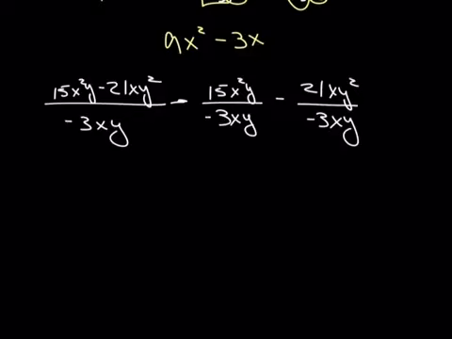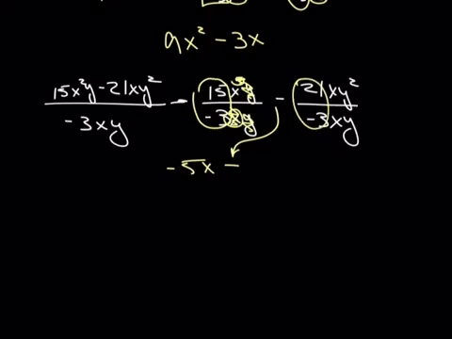Alright, so 15 over negative 3 is negative 5. I've got 1x here and 2 there, so I'm going to get rid of one of these and get rid of one of those, leaving me with 1. Here I have 1y and 1y, which takes my y's completely away. Leave the minus sign there.